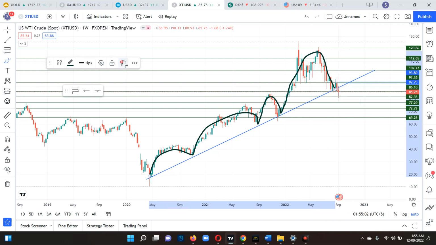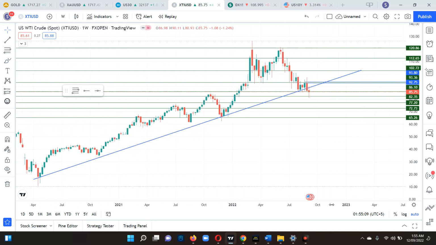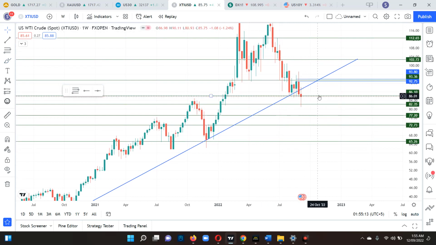On the weekly time frame chart, you can see that the market has almost broken our trend line. So we will also wait for this week. If the market does not give us any closing above $90, we can assume the market is now going to go towards $73 per barrel.